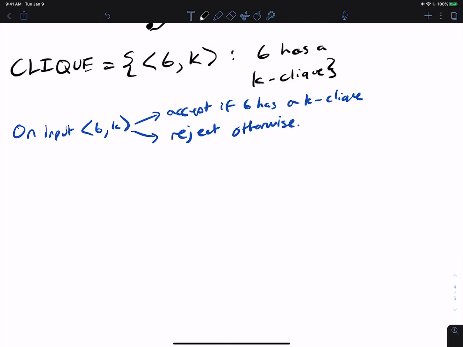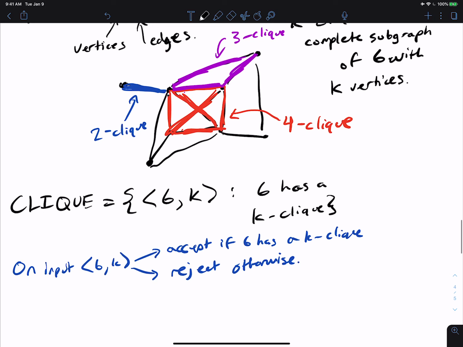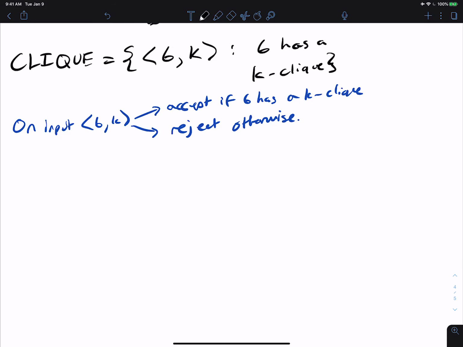Okay, so what would an algorithm for this problem look like in terms of a verifier? If I give you a graph and I tell you there's a 4 clique in there, and you probably don't believe me, what would I have to show you in order for you to verify that the graph indeed has a 4 clique? Well, if I tell you what the 4 vertices are in this graph, then you can verify that all edges are present. So what could a verifier do?